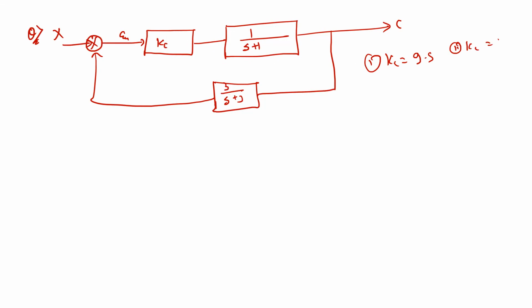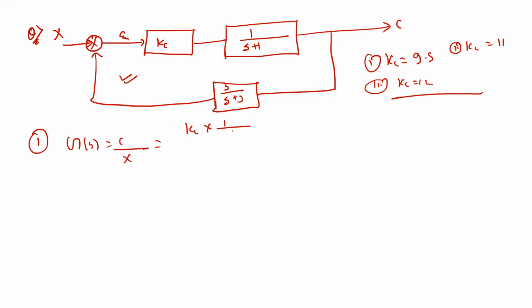Second, Kc is equal to 11. And when the value of Kc is 12, we have to understand whether the system is stable or not. So first, to understand the stability of this particular system, we have to make the transfer function. The transfer function G(s) is equal to C upon X. So I can write directly Kc into 1 upon S plus 1, upon 1 plus Kc into 1 upon S plus 1 multiplied with 3 upon S plus 3.